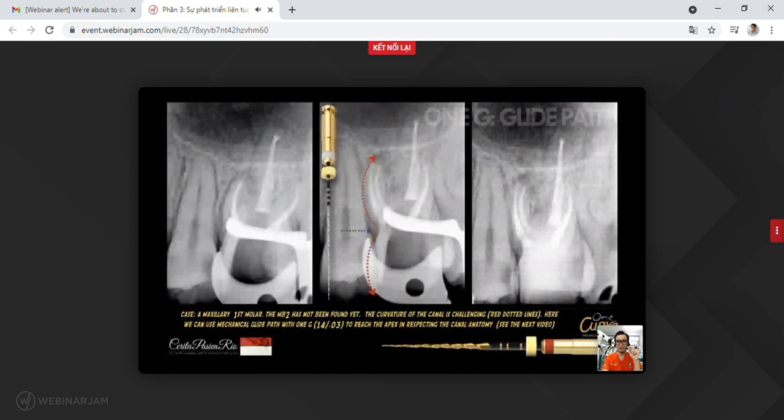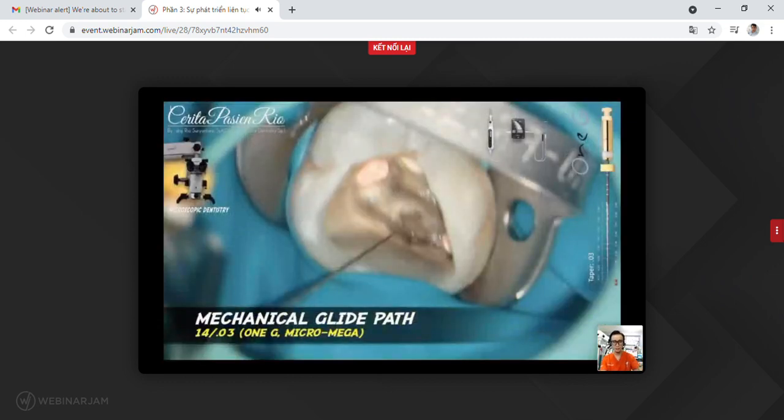So this is how I use One Curve and 1G in my clinical situation. At first, I was not capable of reaching the MB2 canal here. It was very hard for me to reach this area because the mouth opening was quite low. And then I could not put my fingers in to do proper glide path management using K-files. So I used glide path management using rotary files with 1G Micro-Mega.